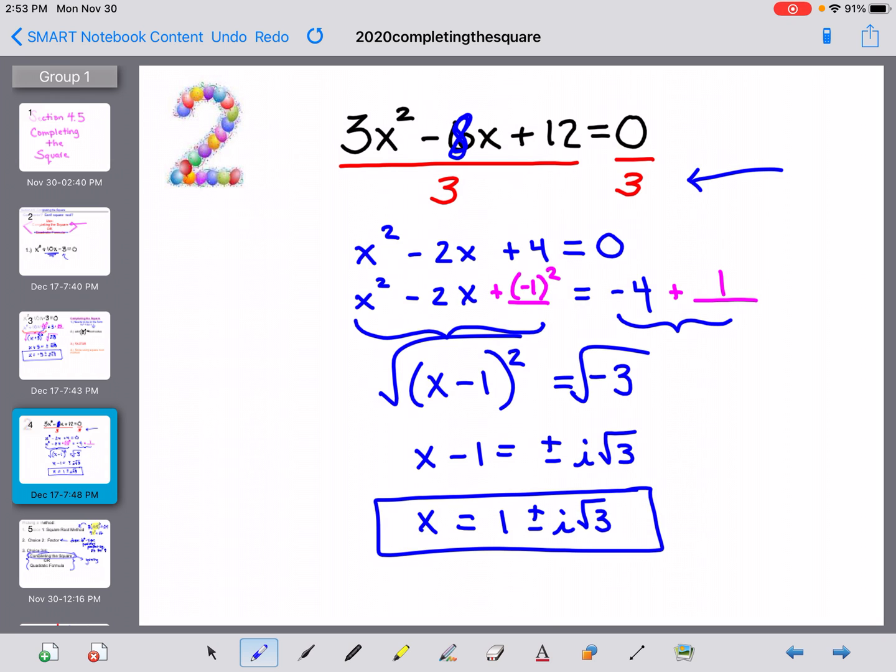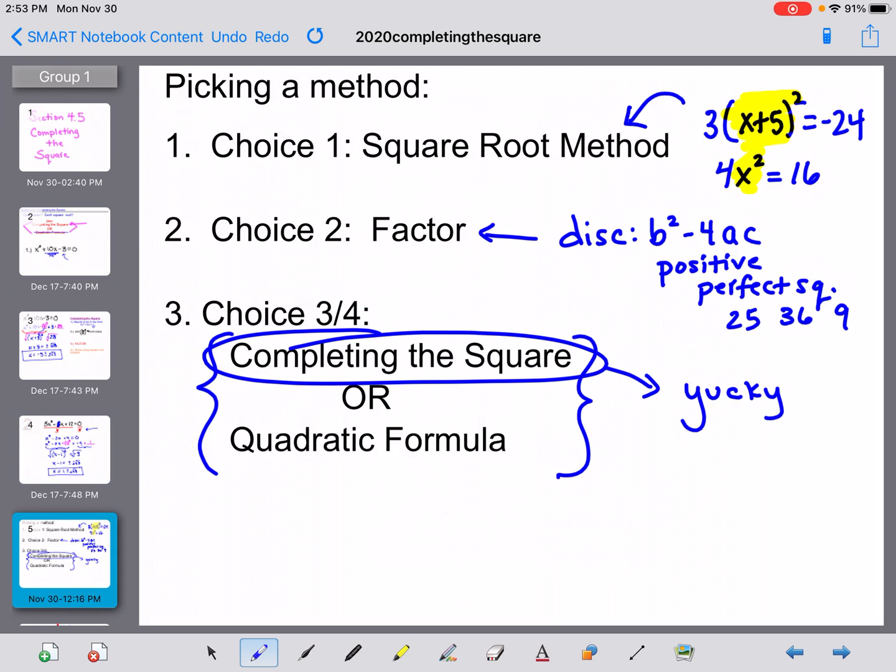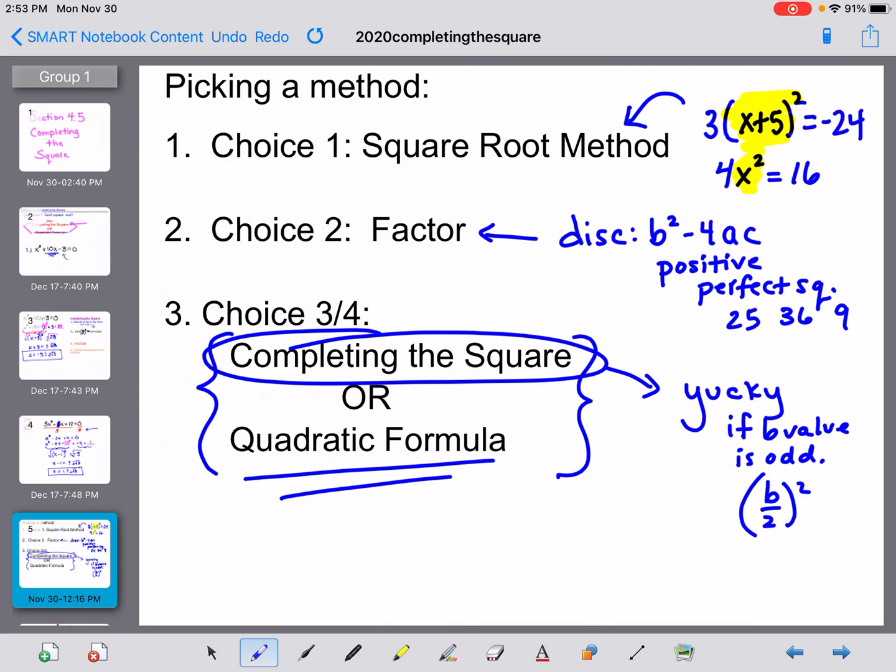The other way that completing the square would not be fun is if the b value is odd. When you go to do b divided by 2 squared, you're going to have a fraction that you're adding to both sides. It's just yucky. Is it possible? Yes, of course, just yucky. So in that case, you might want to pick the quadratic formula.